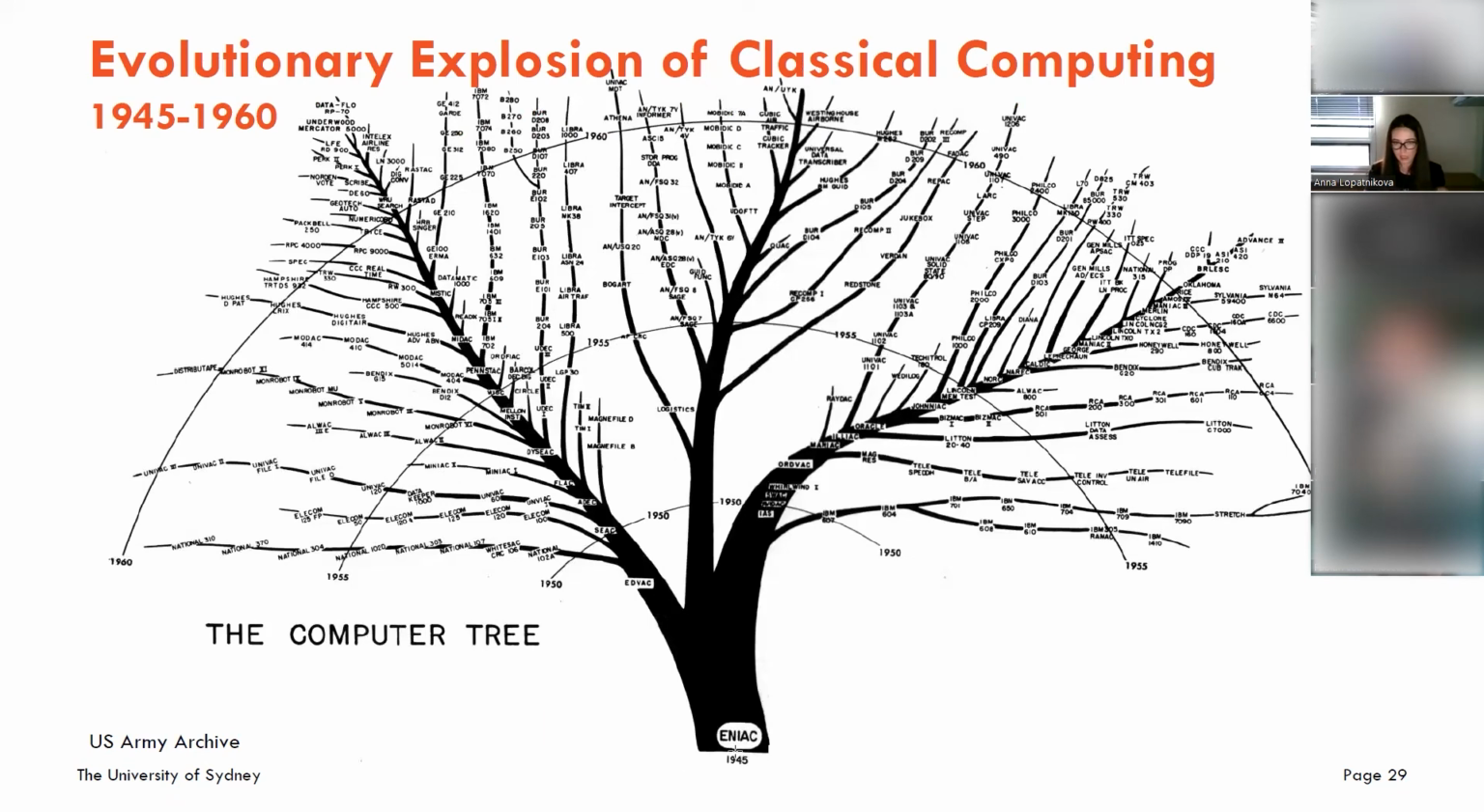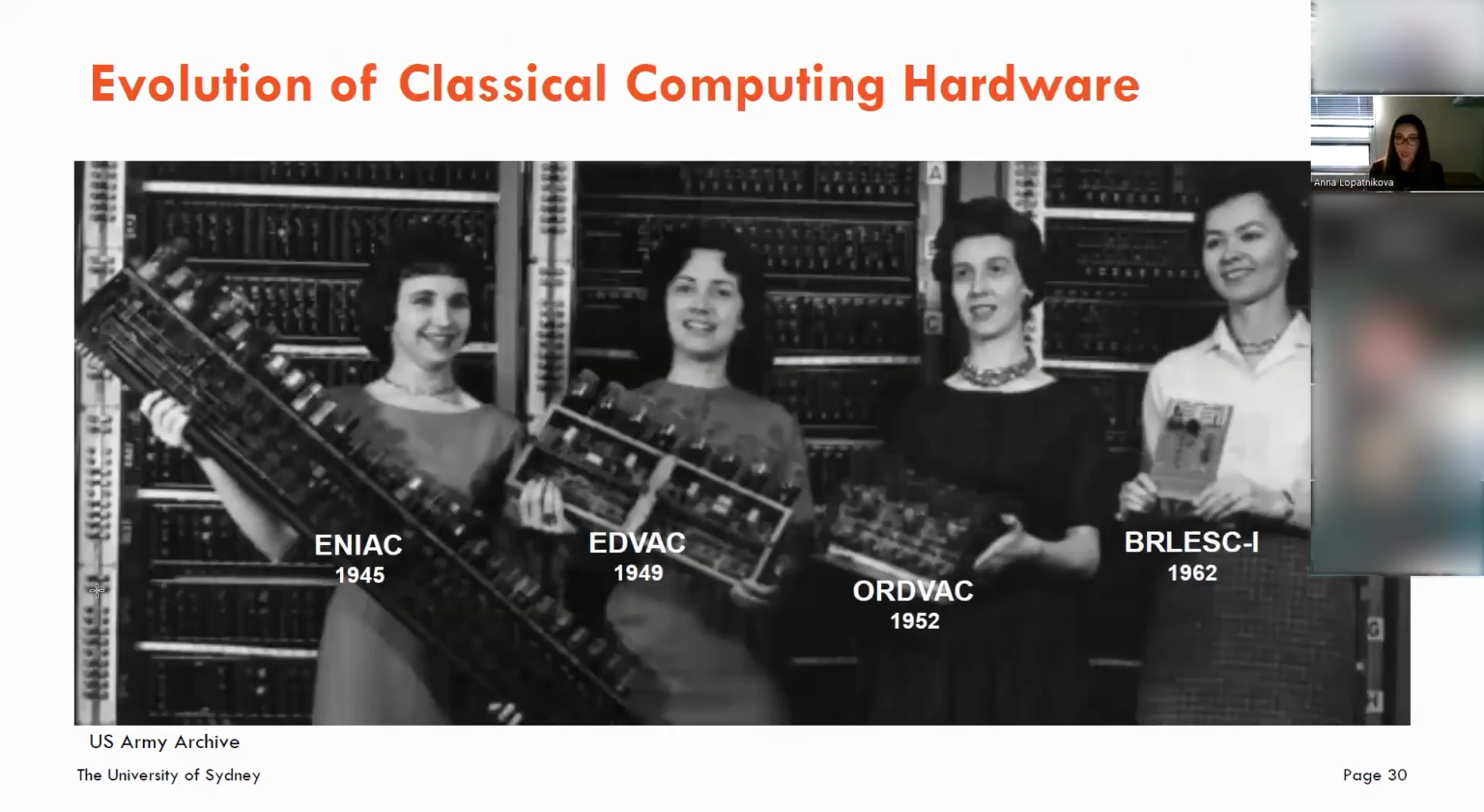So this is this ENIAC that I just showed you. And in the next 15 years, so 1950, 1955, 1960, you have all this proliferation of all sorts of classical computing technologies. And you can see the evolution of hardware. So these are vacuum tubes from ENIAC. And as I said, each vacuum tube is sort of like a bit. It's amazing, right? Now we pack billions of them on a tiny little chip.